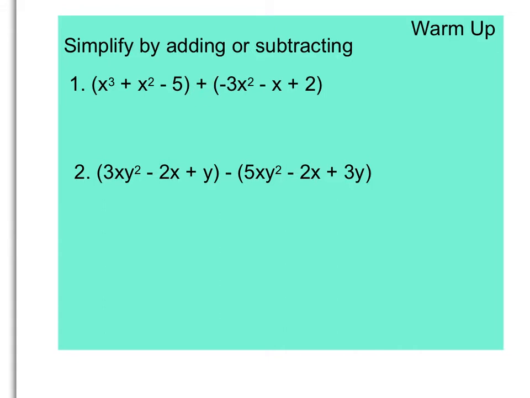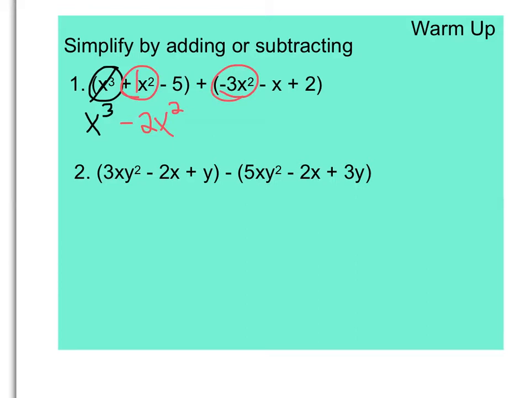I'm going to start with the x with the highest exponent, which is the x cubed. I don't see any other x cubed, so I'm going to bring it down. And again, if it helps you could cross it out. The next, I've got a positive x squared here, and a negative 3x squared there, so that's going to make negative 2x squared, because remember this one has the invisible 1.